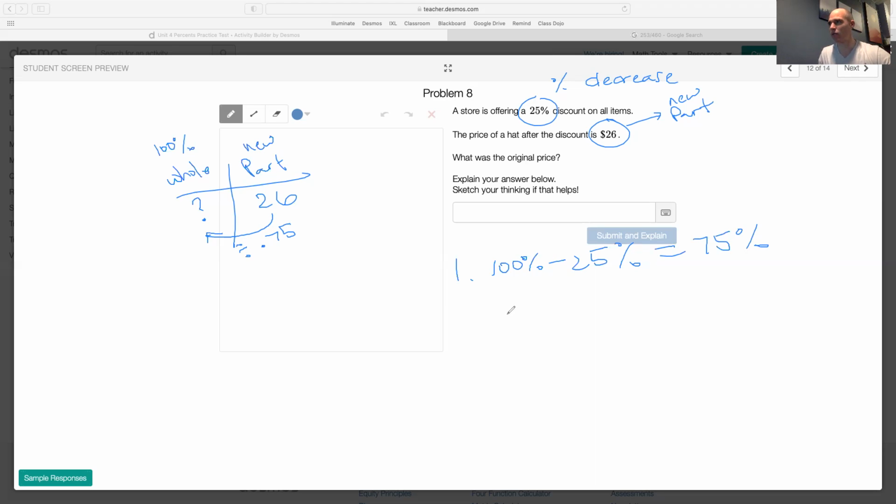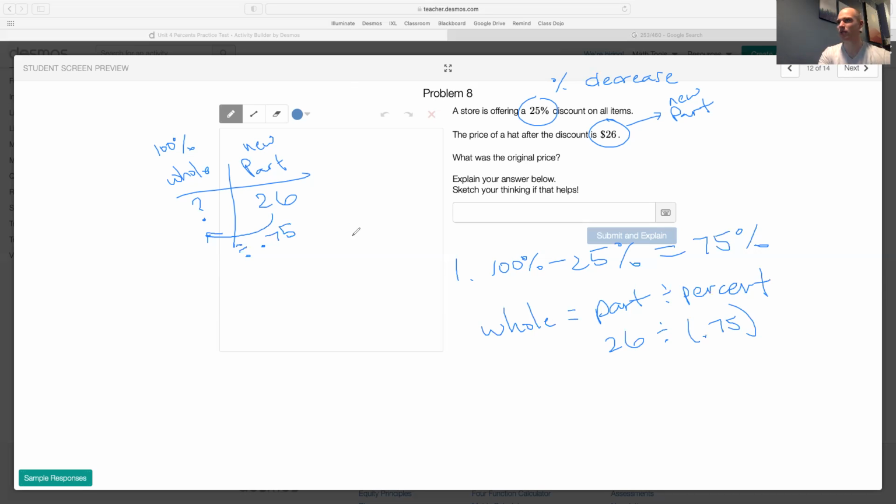Or you can think of it as this formula, the part equals the whole, sorry, no, not the part. I knew that didn't feel right as soon as I said it. We're looking for the whole, or the original value in this case. So it's going to be the whole equals the part divided by the percent. And either way, you should wind up doing 26 divided by 0.75.